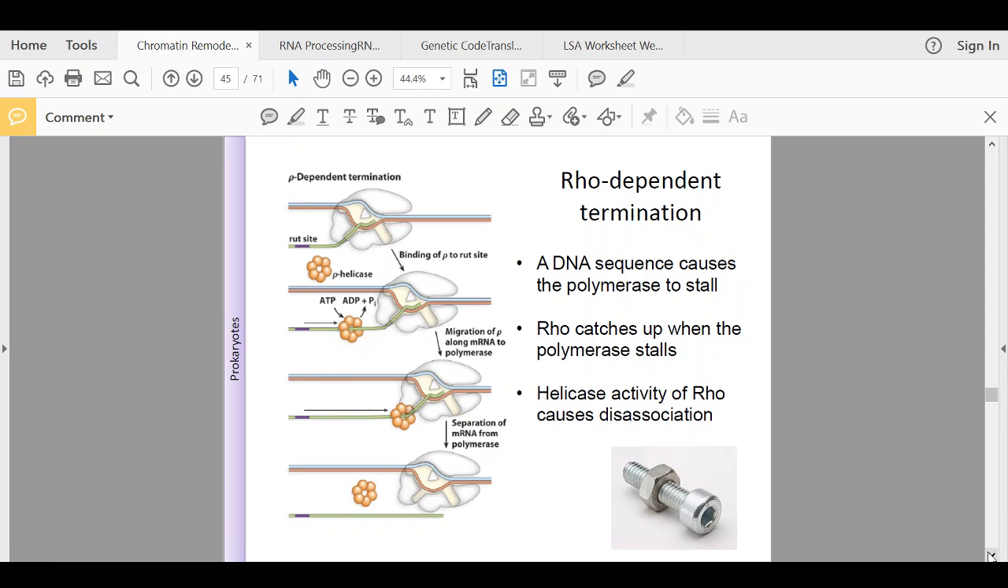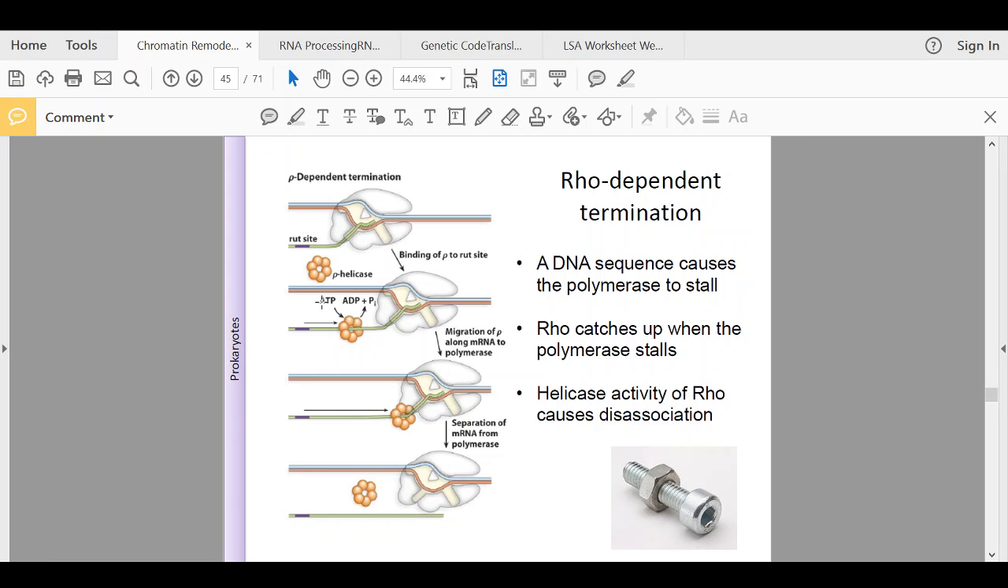In rho-dependent termination, a DNA sequence actually causes the polymerase to stall. The rho catches up, and the helicase activity of the rho causes dissociation. Basically, we have the sequence in the DNA. It causes, and this is the rut site right here, it causes the RNA polymerase to stop the transcription. And then you have this helicase right here that actually will go in and rip everything apart basically, and cause the dissociation of the messenger RNA.